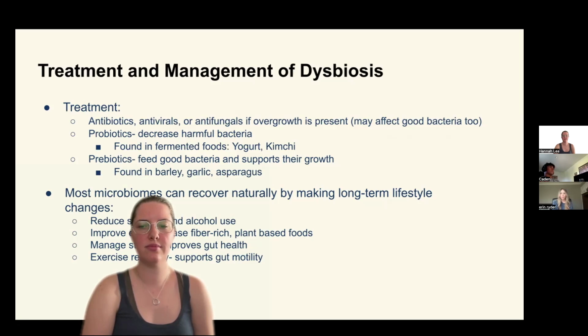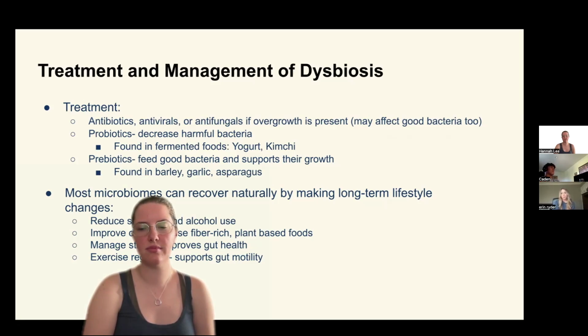Probiotics are another option. These are live beneficial bacteria that help restore balance by reducing harmful microbes and supporting gut health. They can be found in fermented foods like yogurt and kimchi. Along with probiotics, prebiotics are also important. These are types of fiber that feed the good bacteria and encourage their growth. Good sources include barley, garlic, and asparagus.